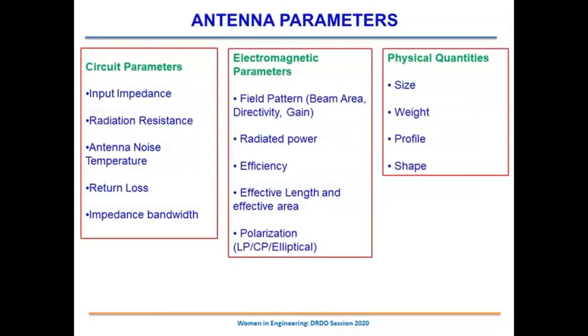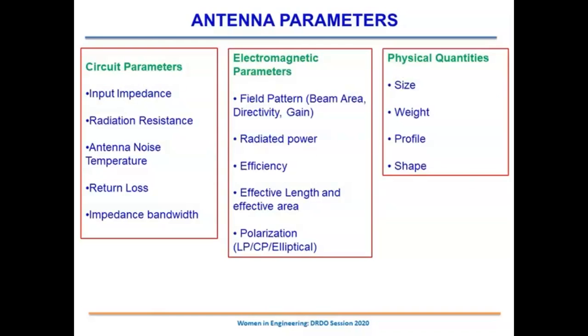So how do we characterize an antenna? What are the different parameters that an antenna is associated with? There are different ways an engineer looks at an antenna. One particular engineer may consider it as a circuit element. For example, if he's a MIC circuit engineer, he may be more interested in knowing the input impedance of an antenna so that he can match it.